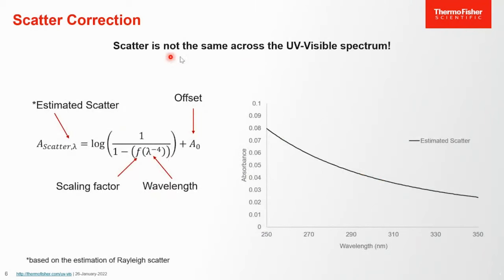And this is because the scatter is not actually the same across the entirety of the UV visible spectrum. So as you can see in this estimate shown here, the scatter that occurs within the longer wavelength region is much less than the scatter as you go further into the UV. And it can be estimated with this estimated scatter equation shown here, which is based on a Rayleigh scatter equation. And as you can see, here we would have to fit the scaling factor and offset, and it has a strong correlation with the wavelength in which you are observing your sample.